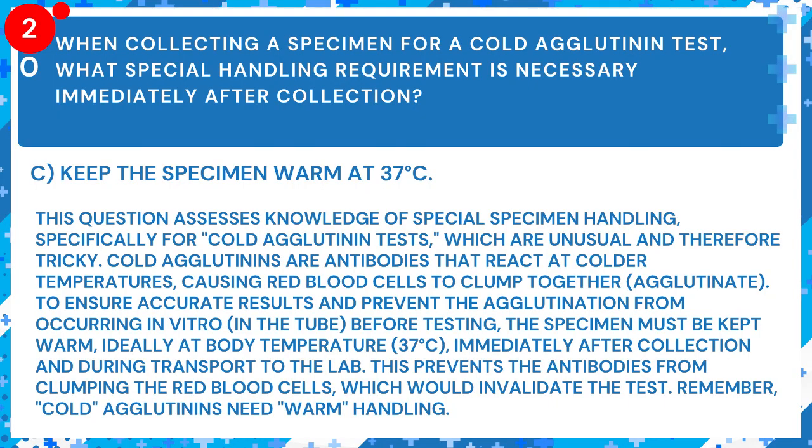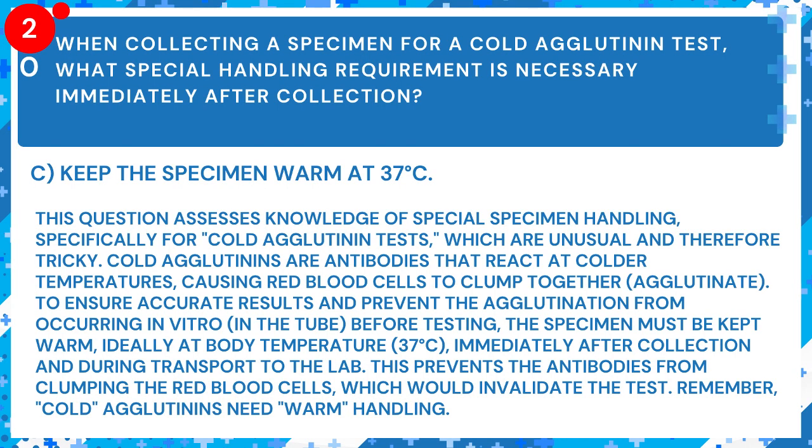Answer: C. Keep the specimen warm at 37 degrees Celsius. Explanation: this question assesses knowledge of special specimen handling, specifically for cold agglutinin tests, which are unusual and therefore tricky. Cold agglutinins are antibodies that react at colder temperatures, causing red blood cells to clump together, or agglutinate.